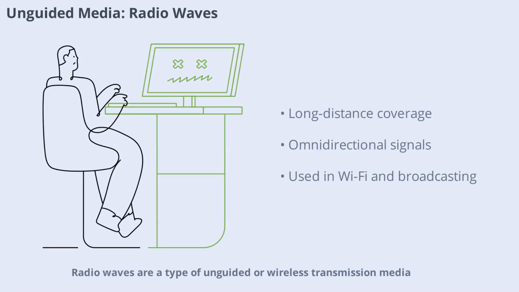Radio waves are a type of unguided, or wireless, transmission media. They can travel long distances and are omnidirectional, meaning they spread in all directions. Radio waves are commonly used for broadcasting, Wi-Fi, and mobile communication, making wireless connectivity possible in many environments.